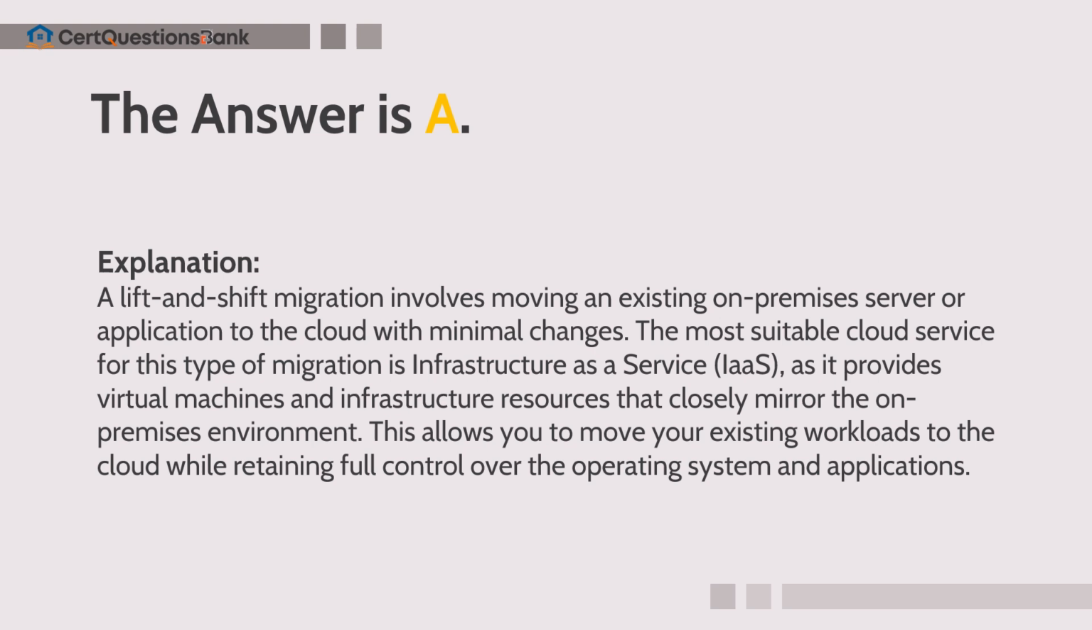The answer is A. A lift and shift migration involves moving an existing on-premises server or application to the cloud with minimal changes. The most suitable cloud service for this type of migration is Infrastructure as a Service, IaaS, as it provides virtual machines and infrastructure resources that closely mirror the on-premises environment. This allows you to move your existing workloads to the cloud while retaining full control over the operating system and applications.